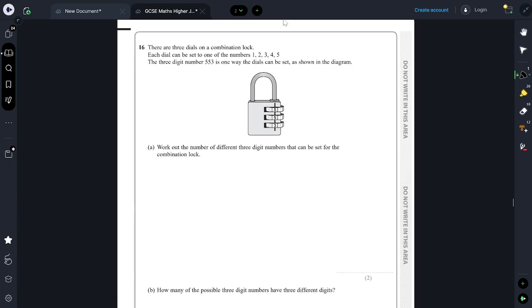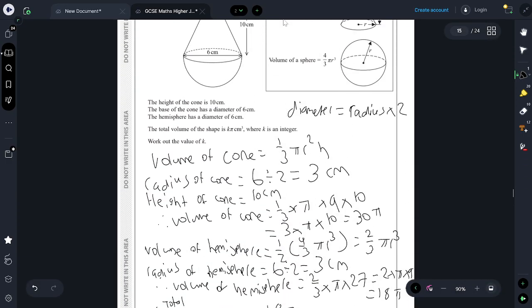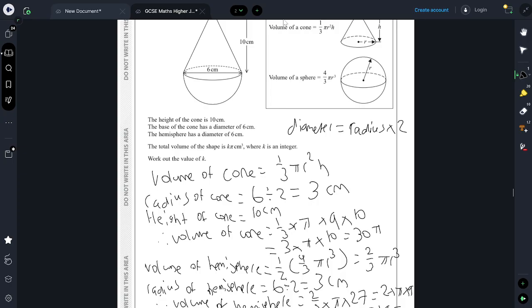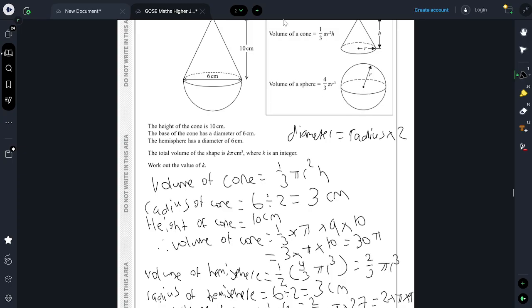Also to note, this is what I mean. They can convert pretty much any topic into non-calculator, which is why you've got to revise everything. Even a volume question like this with pi and all this, they can make it non-calculator if you just leave it in terms of pi.